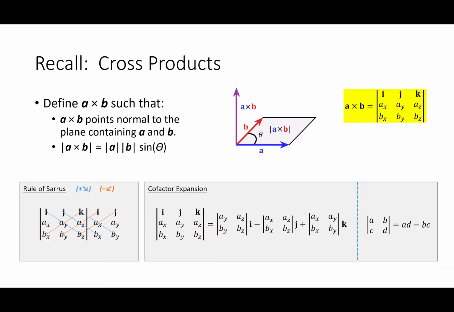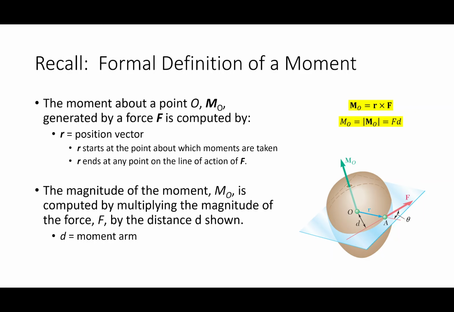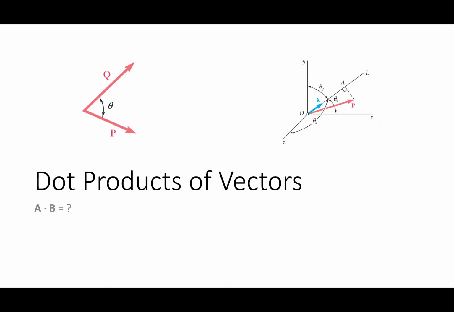Remember, when we formally define a moment, what we're defining is the cross product of R and F. R being that position vector that starts about the point of interest and then ends on the line of action that the force is acting on. And we can also compute that as F times D. Okay, so today's topic is going to be about determining moments about an arbitrary axis. But before I get into that, in order to be able to do that, you have to be able to compute a dot product. So let's talk about dot products, okay?